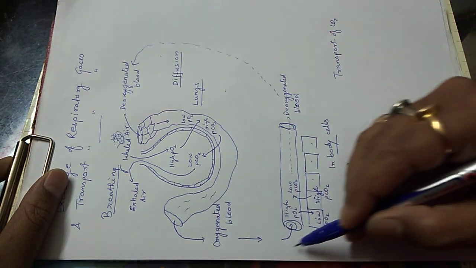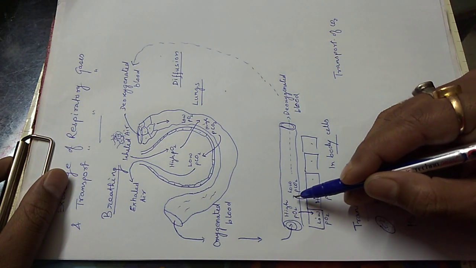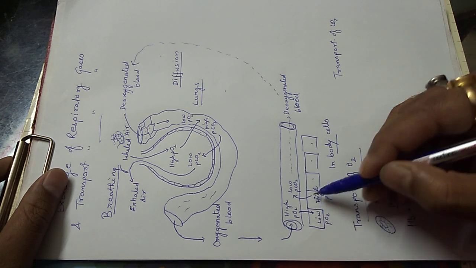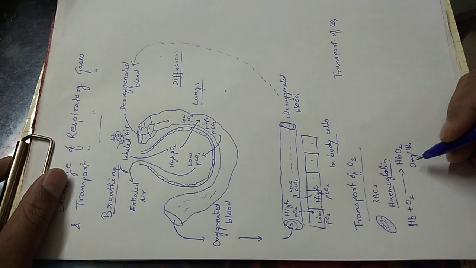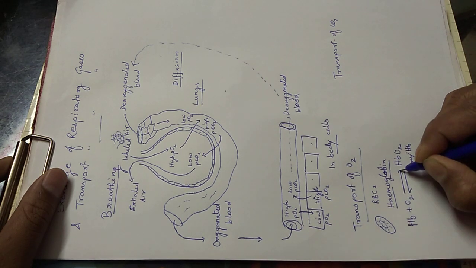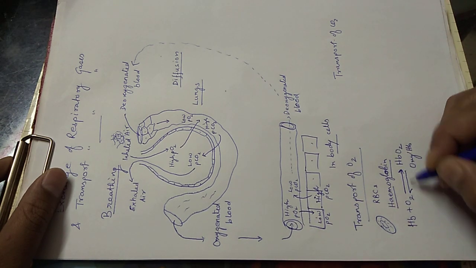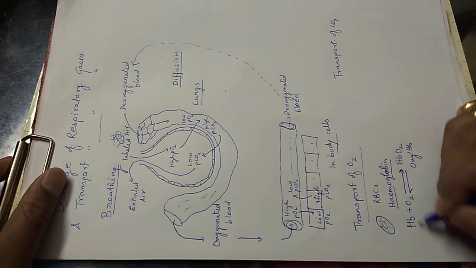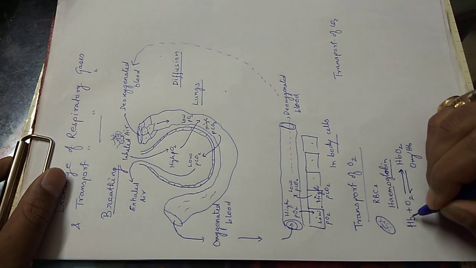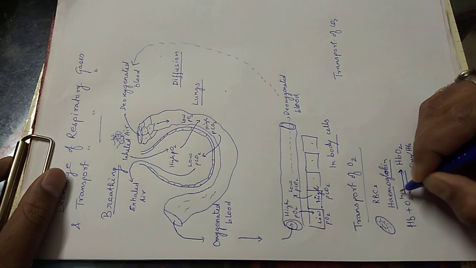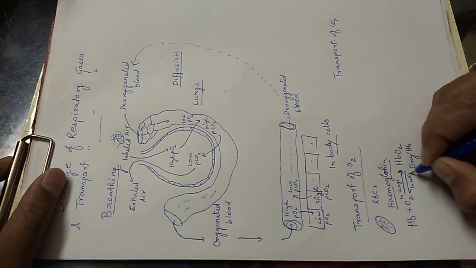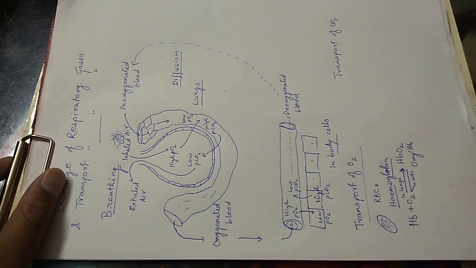Now as the oxyhemoglobin reaches the cells, there is a low amount of oxygen in the cells due to respiration. So this oxyhemoglobin will break and release oxygen, and hemoglobin will become free. As it becomes free, it will move back to carry more oxygen. So this reaction occurs in the lungs, and this reaction occurs in the body cells. So this is how most of the oxygen is transported.